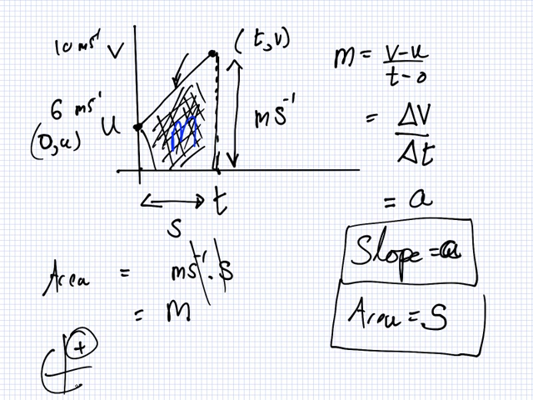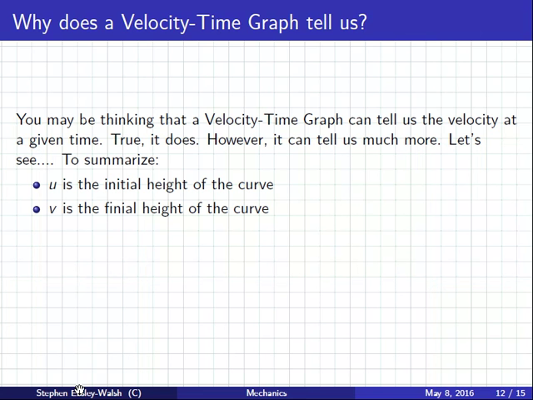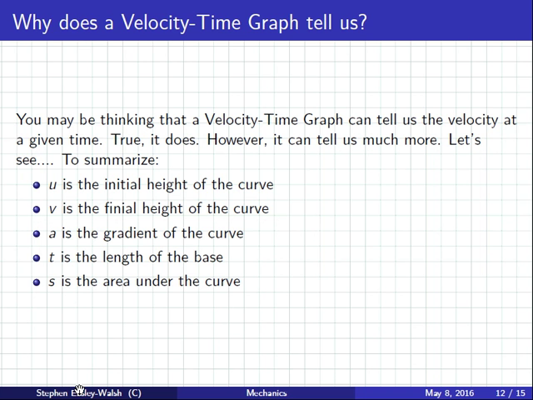Okay, so to summarize, U is the height at the beginning of the curve, and what does that represent? The initial speed. V is the height at the end, that's the final speed. A is the slope, which represents the acceleration. T is how big the base is, which is the time. And finally, S is the area. So U and V are on the y-axis, T is on the x-axis, A is the slope, and S is the area. So you realize your graph has all the information on it.